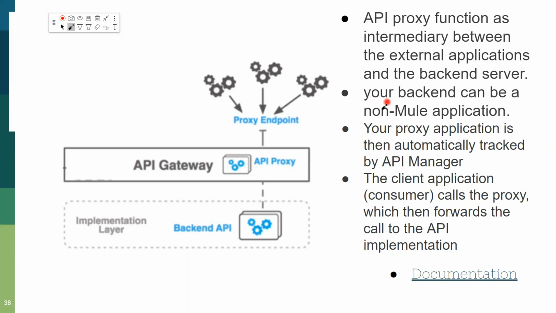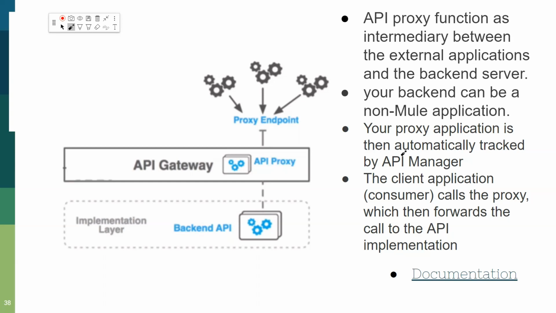Here it says your backend can be a non-Mule application. So we use auto-discovery with Mule applications. But if you have a non-Mule application and you want to integrate it with your other applications, you use an API proxy. So your backend non-Mule application is here, and you have an API proxy, then you can monitor it in API Manager and integrate it with your other applications.